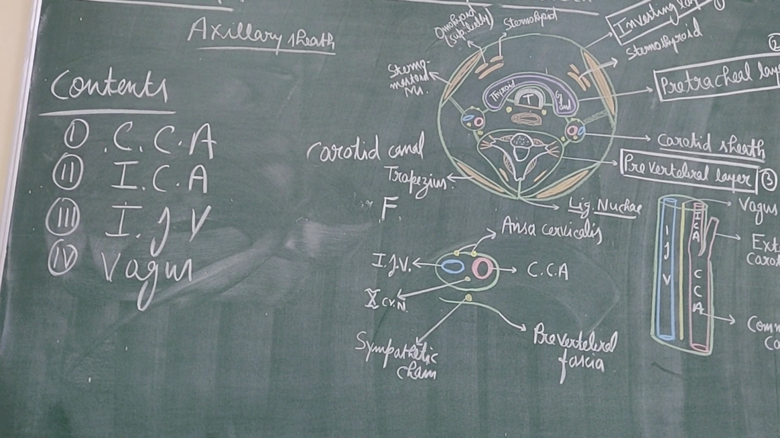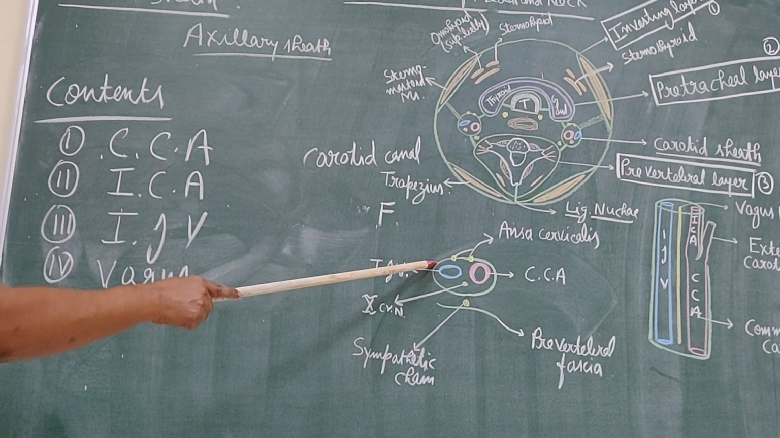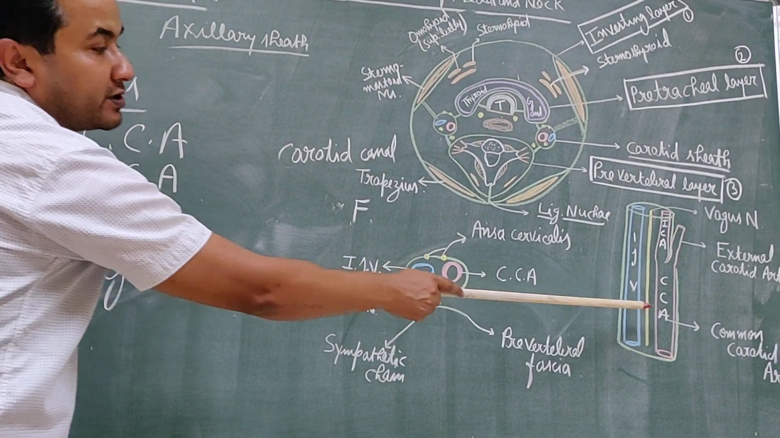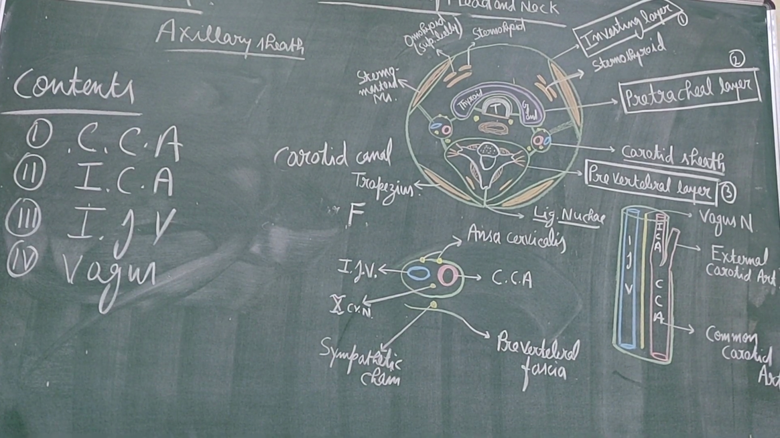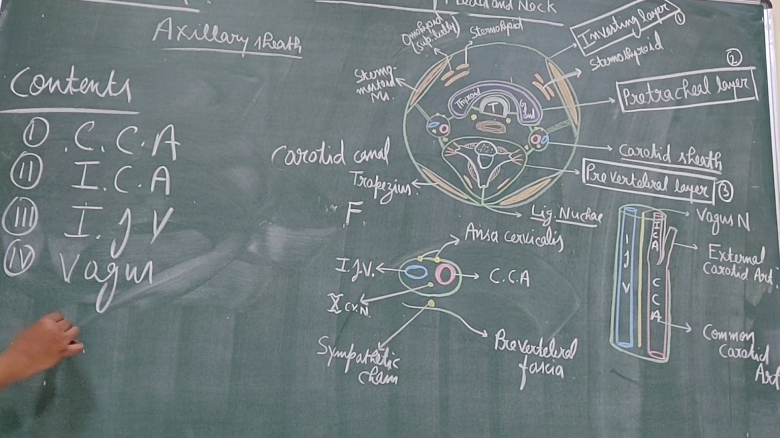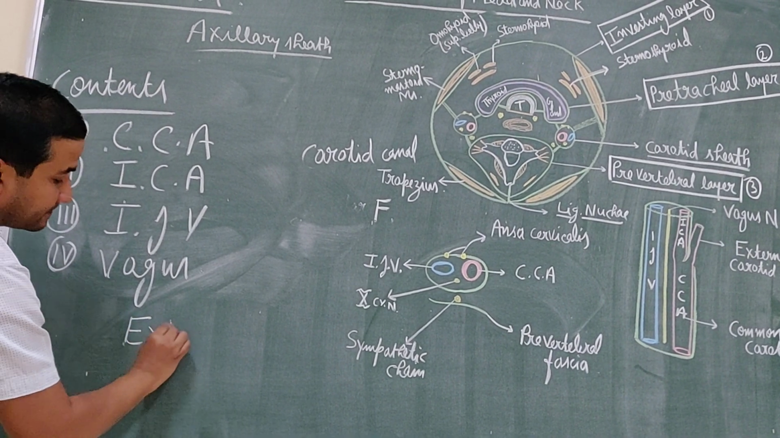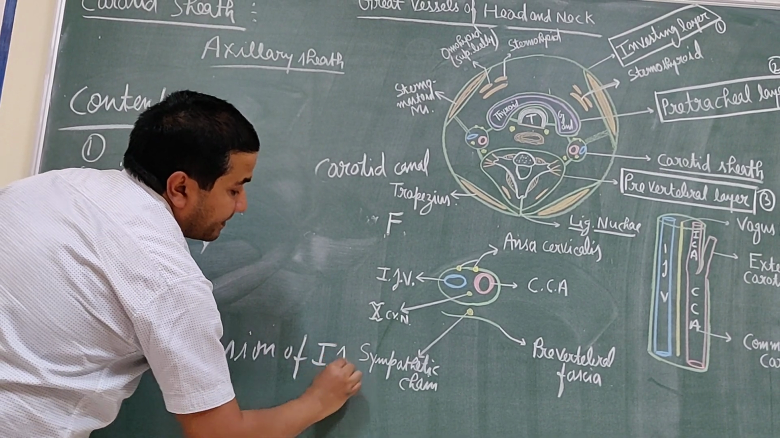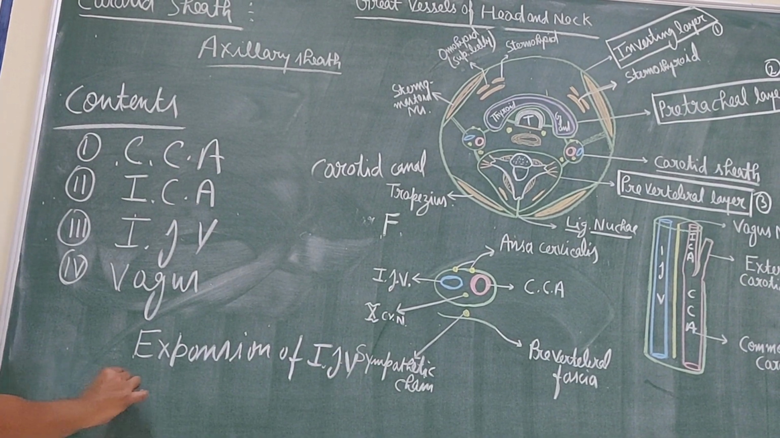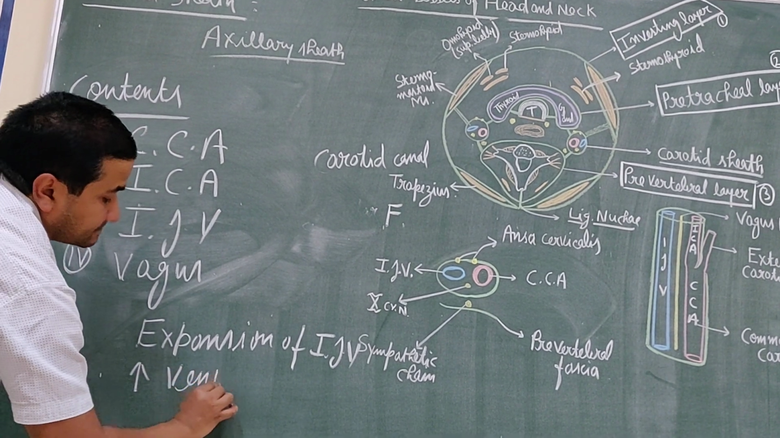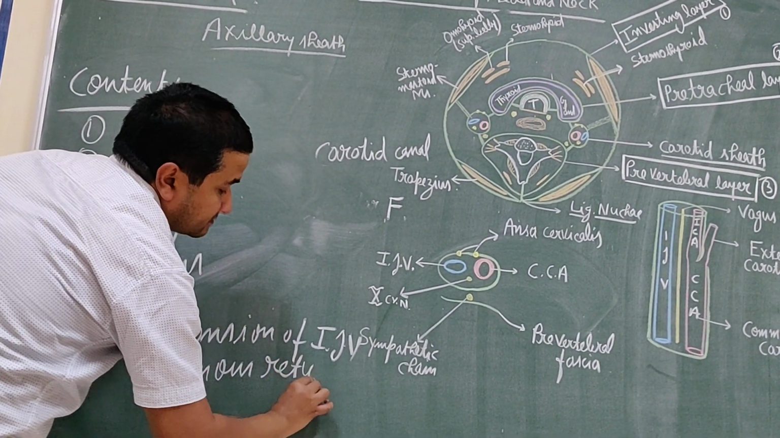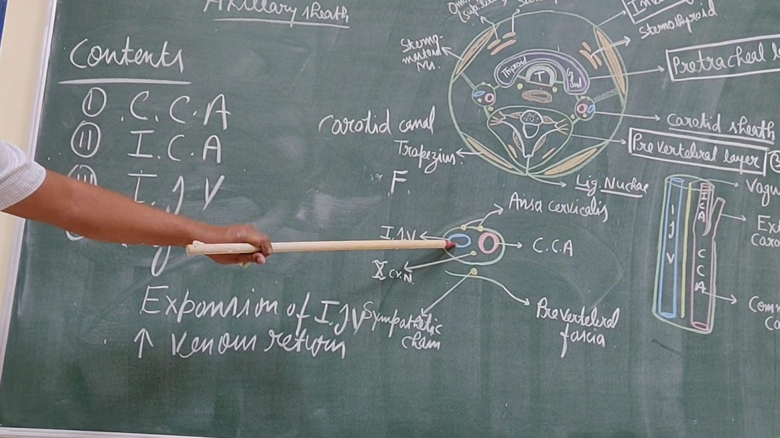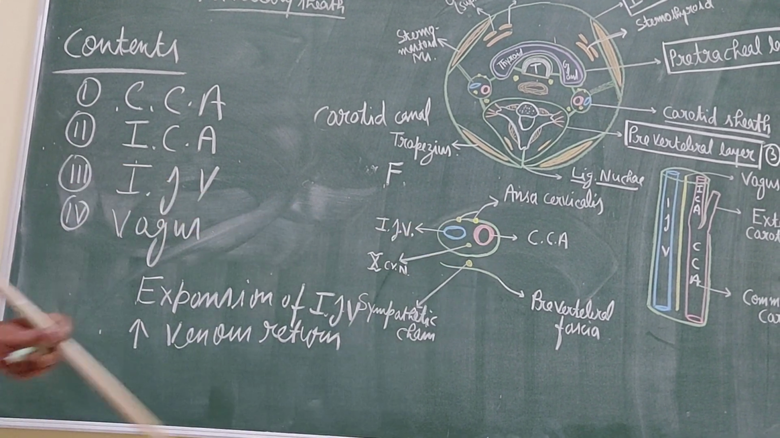Now, this carotid sheath is thin around the internal jugular vein, while thick around the common carotid artery as well as the internal carotid artery. Why? To allow the expansion of the internal jugular vein at the time of increased venous return. For this purpose, this fascia is thin around the internal jugular vein, while thick around the artery.